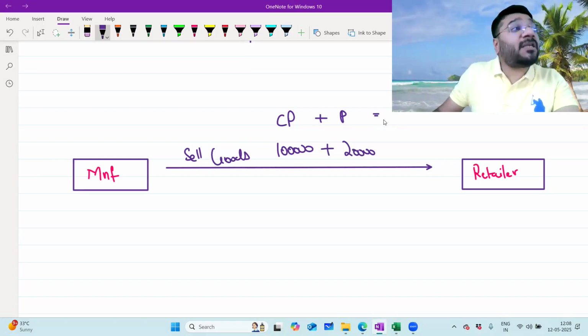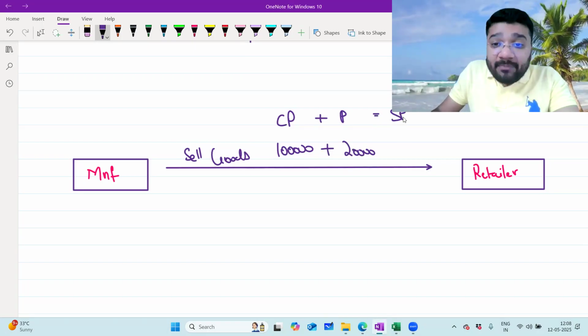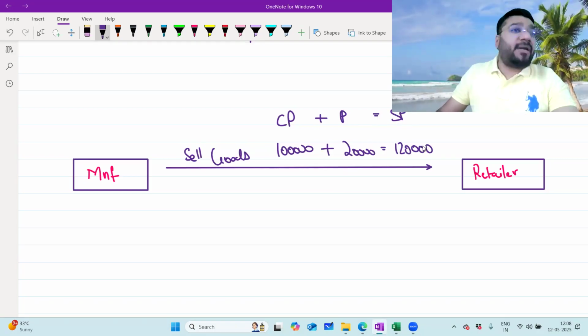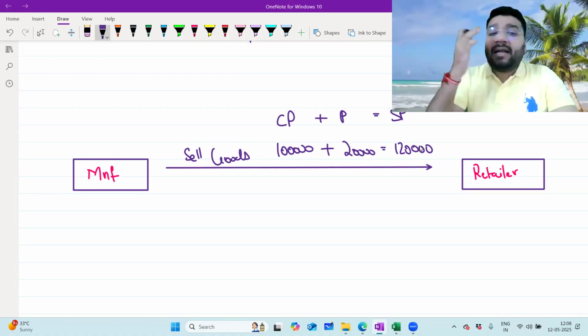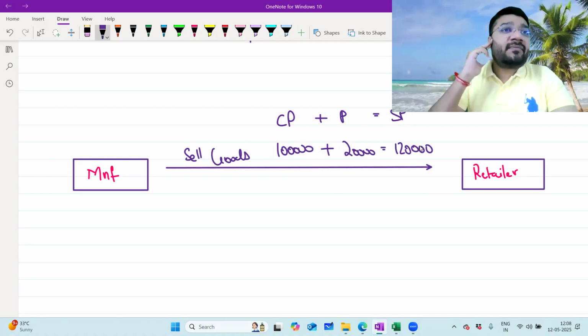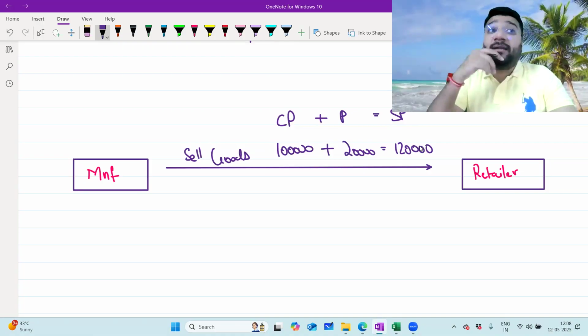So cost price plus profit is equal to what? Selling price. So what is the selling price here? 1,20,000 rupees is the selling price. Now the manufacturer is selling 1,20,000 worth of goods to the retailer. Is this right or something else needs to be done?